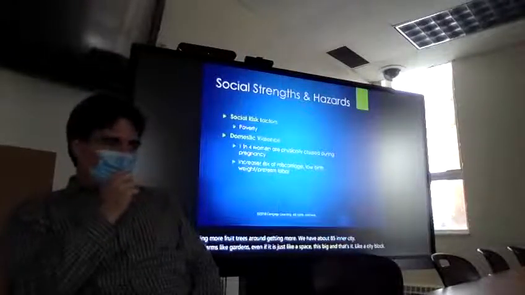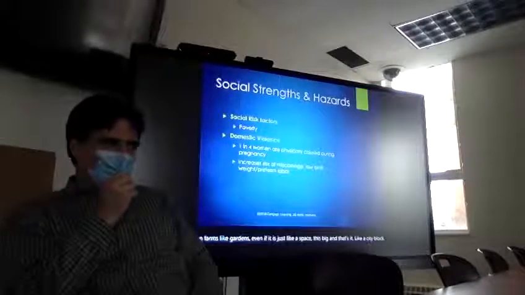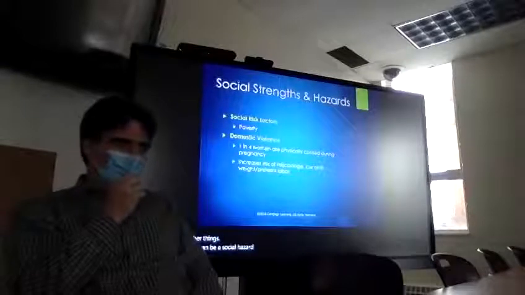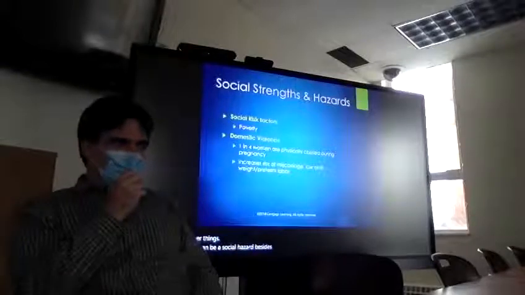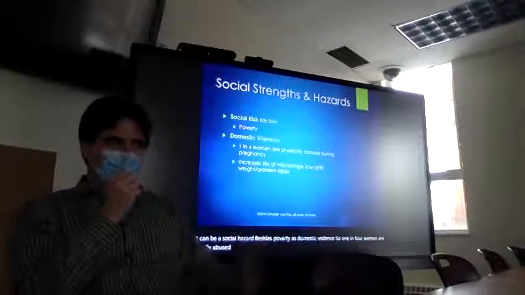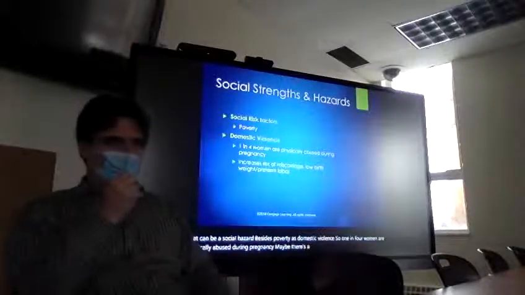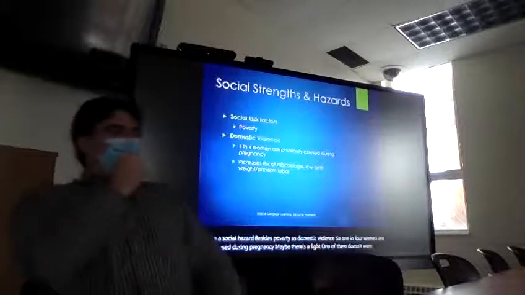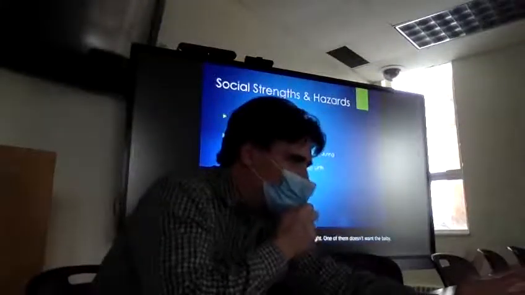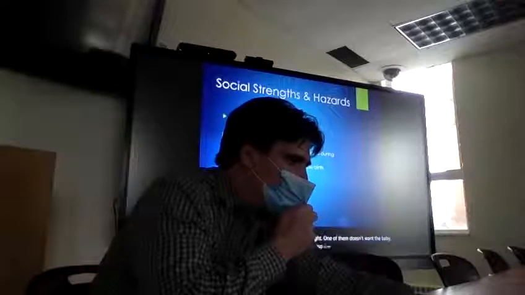Other things that can be a social hazard besides poverty is domestic violence. So 1 in 4 women are physically abused during pregnancy. Maybe there's a fight. One of them doesn't want the baby. It increases the risk of a miscarriage and also low birth weight and preterm labor.